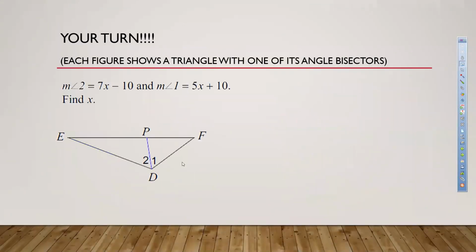And lastly, again, your turn. I want you to go ahead and try this example out for me. So see if you can get the answer on your own. And again, it's telling you that the figure here shows the triangle with one of its angle bisectors. So this right here is the angle bisector. So what do you know now and how can you solve for x? So go ahead and pause and try it out on your own to see if you get your answer correct.